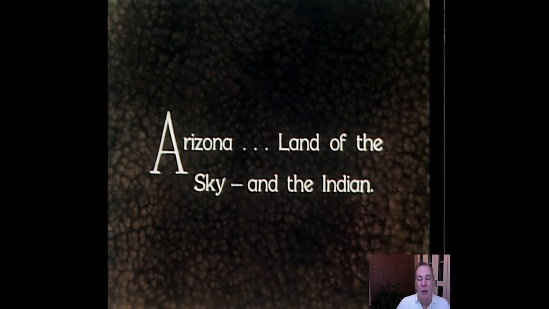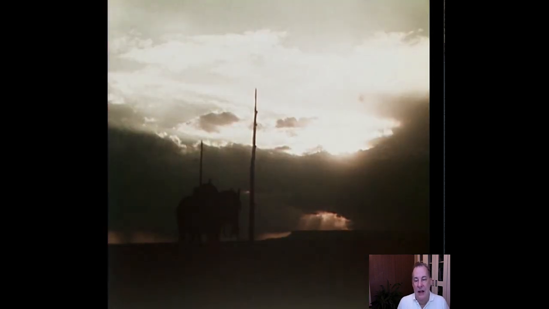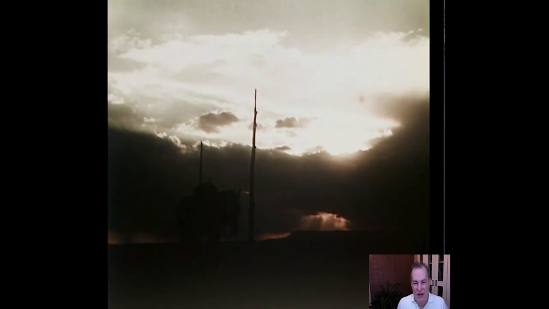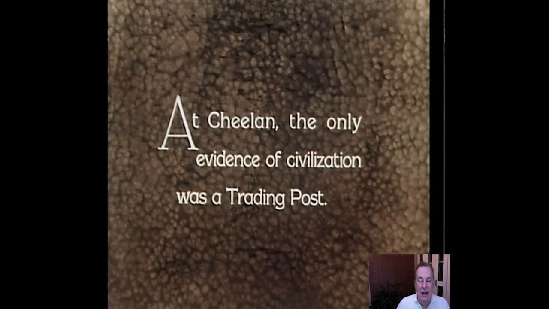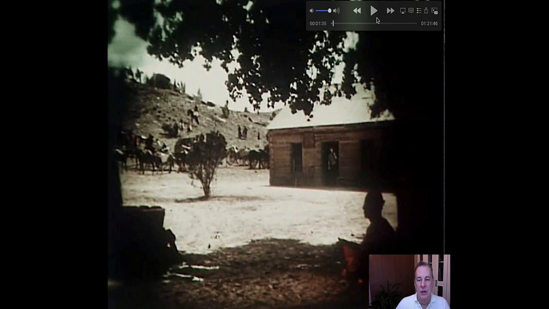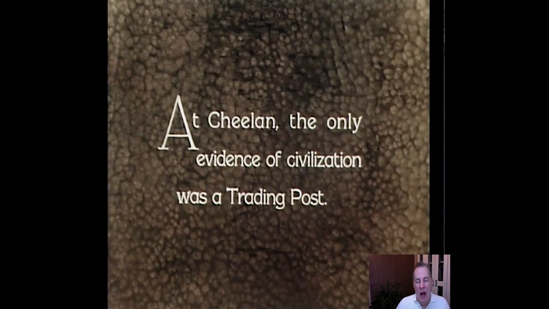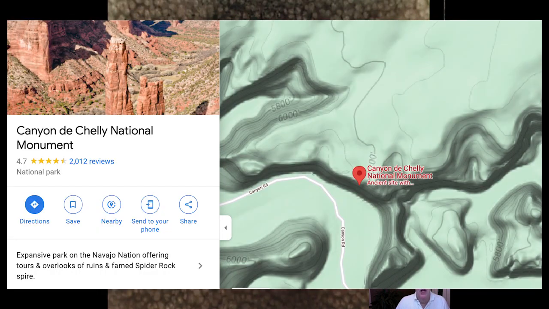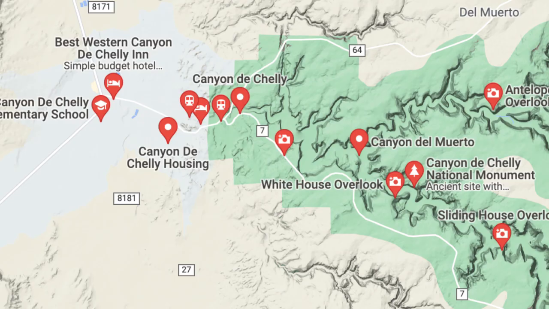So we start off in Arizona, the land of the sky and the Indian, the native, right? And look at this beautiful dawn. At Chelan, the only evidence of civilization was a trading post. Now, this is kind of an interesting thing. I'm not sure how to pronounce this. I'm going to say Chelan, but it could be Shelan, because the place at which they shot this film was called Canyon de Chelly, and it was spelled Cheely. So Canyon de Chelly. So, let's just call it Chelan, okay?